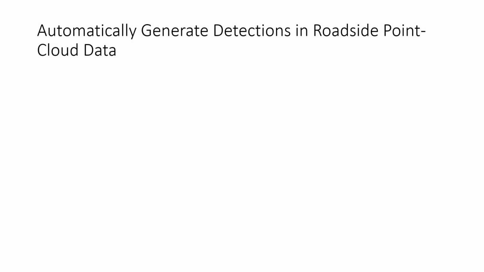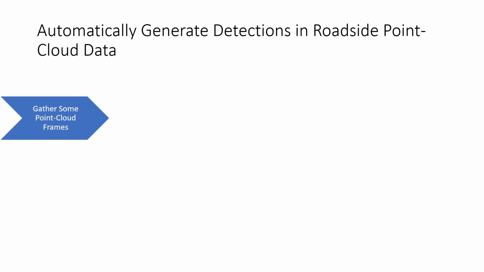The pipeline is titled Automatically Generate Detections in Roadside Point Cloud Data. And as the name suggests, what it does is that it takes as an input the point cloud data coming from a roadside LiDAR sensor, and it generates detections on it. The detection labels can be pedestrians or cars.